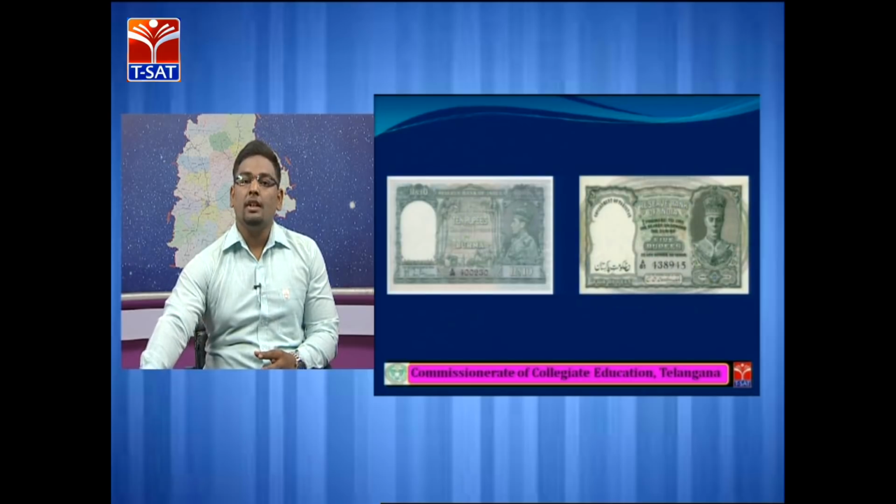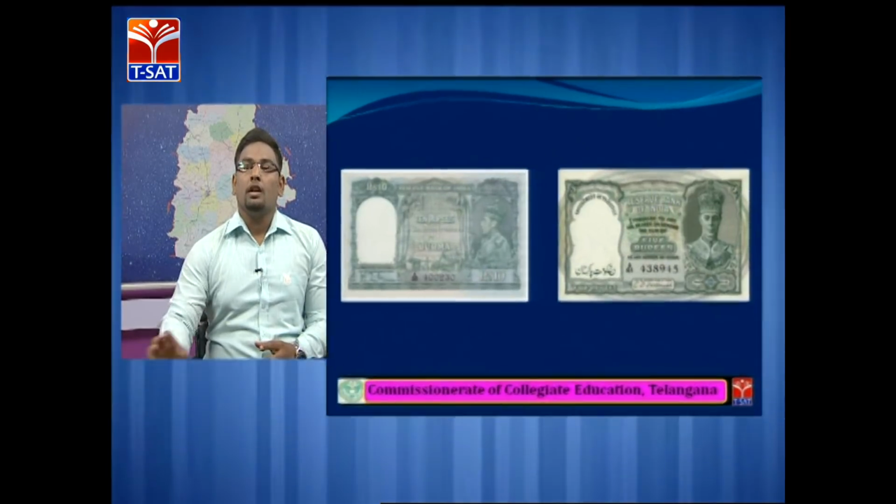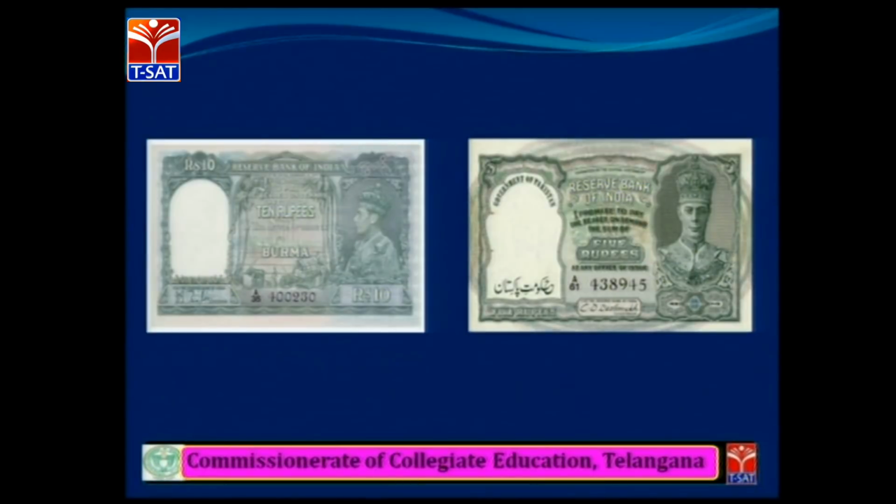Now, as we can see here in this slide, this is a 10 rupee note of Burma, and here is a 5 rupee note of Pakistan. These notes were issued by the Reserve Bank of India. These are the notes which were in use when RBI was the central bank of both Myanmar and Pakistan.